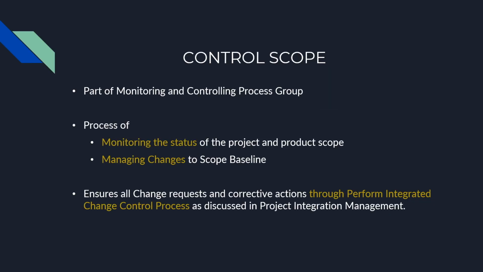The last process in project scope management is control scope. Control scope is also part of the monitoring and controlling process group. It is the process of monitoring the status of the scope of the product as well as the project. It also defines the process for how changes to the scope baseline will be managed. It also ensures that whatever changes or corrective actions need to be done in the project will be performed through the perform integrated change control process, as per the project integration management knowledge area.